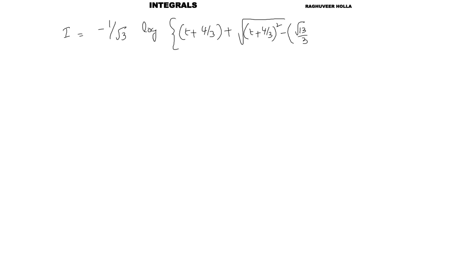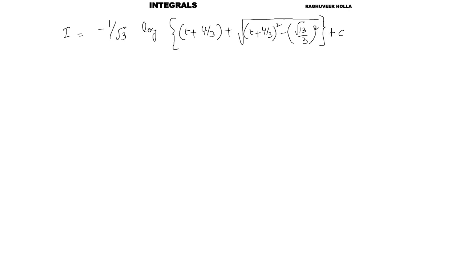so further this will be minus 1 by root 3 log of t plus 4 by 3 plus square root of (t plus 4 by 3) whole square minus (root 13 by 3) whole square, okay, plus c.